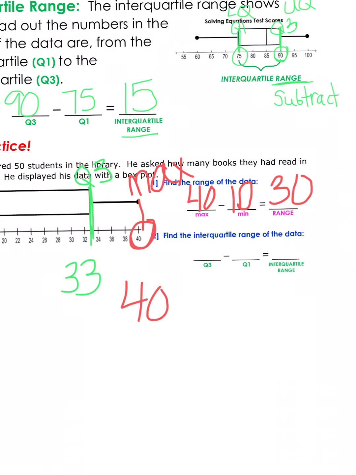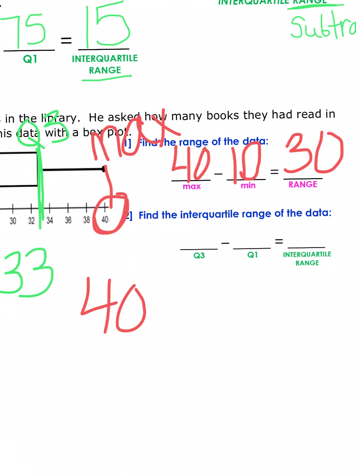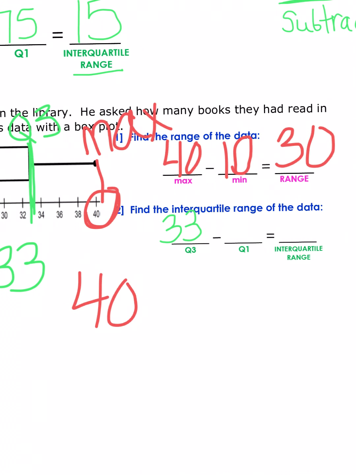Okay, so now I'm going to come over here and put 33 into quartile 3, and quartile 1 was 14. Sorry, I had to double check. And 33 minus 14 is 19. So that would make my interquartile range 19.